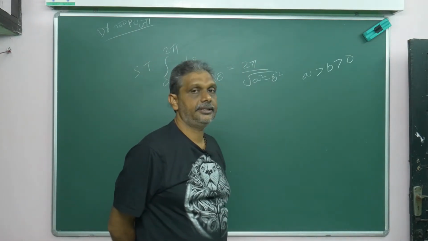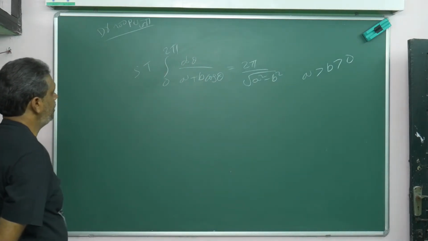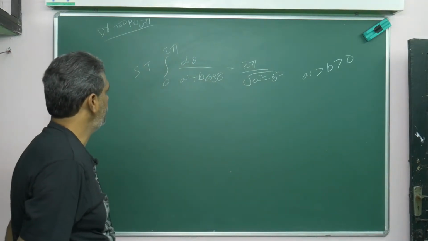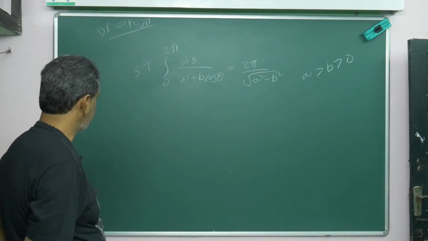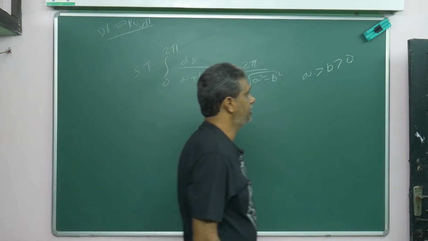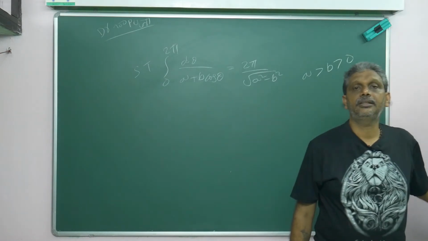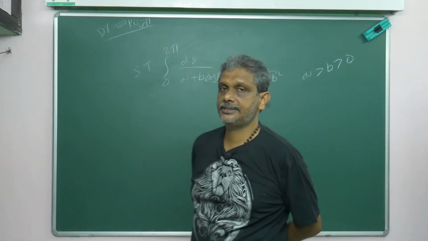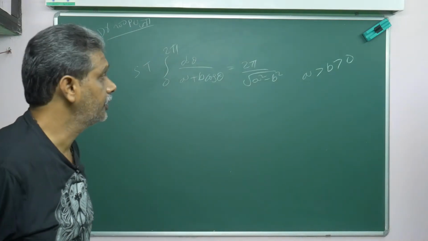See, contour integration type 1, this is a very good problem. Show that the integral from 0 to 2 pi of d theta by a plus b cos theta is equal to 2 pi by root of a square minus b square, where a is greater than b is greater than 0. From this what you understand, a and b are purely positive numbers.